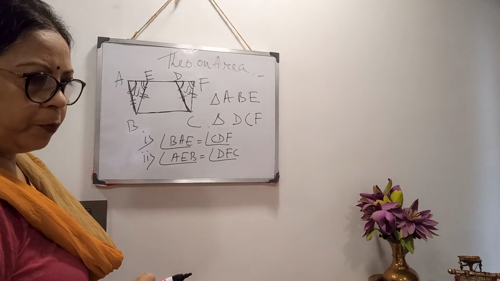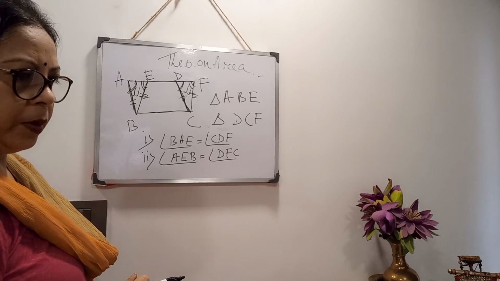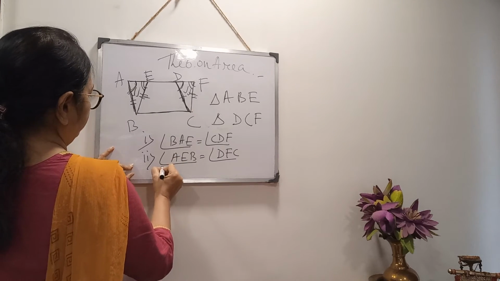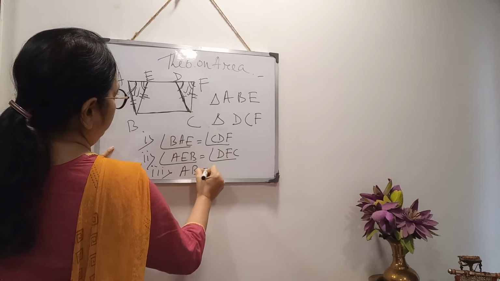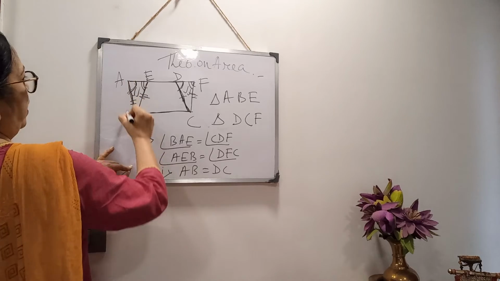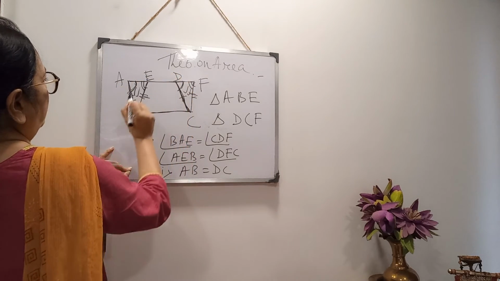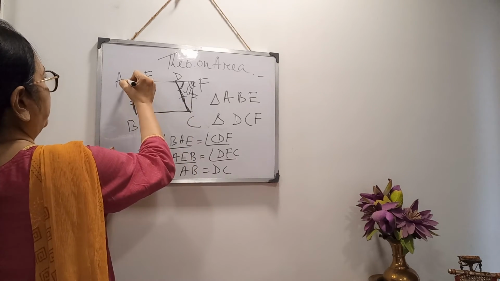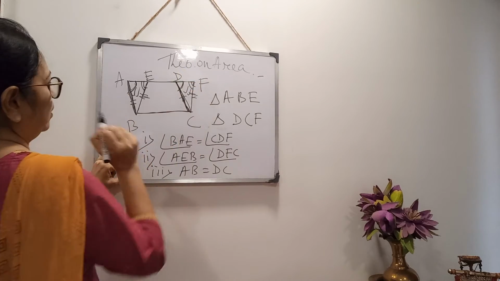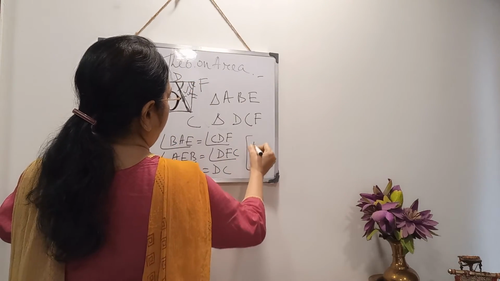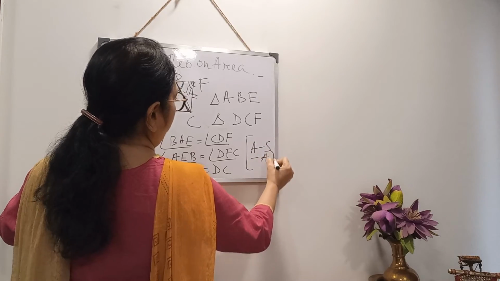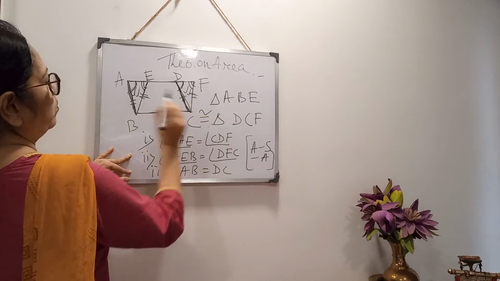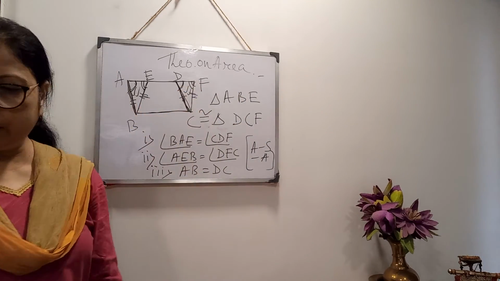Next, opposite sides of the parallelogram ABCD. Number 3, we are getting AB equals DC. Why am I explaining? ABCD is a parallelogram, so you know opposite sides of a parallelogram are parallel and equal. So from that we can write AB equals DC. So according to angle, side, angle congruency, we can say these two triangles are congruent. This is the symbol of congruency.